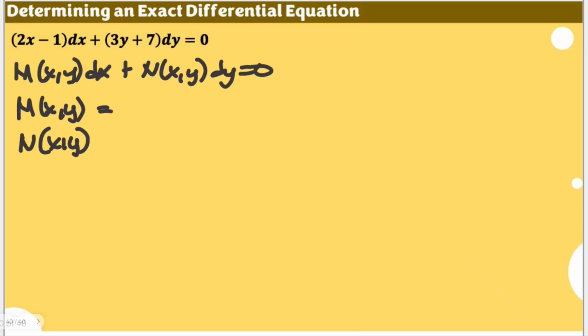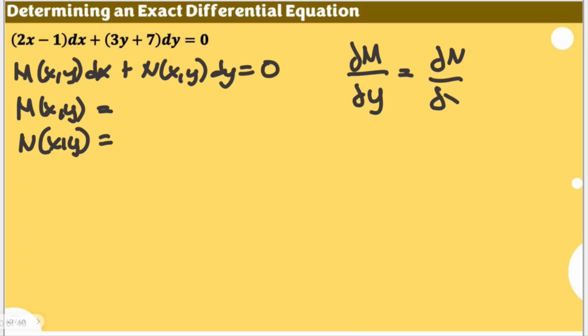We will be needing both of these because in order for us to establish that our equation is an exact differential equation, we need to show that the partial derivative of M with respect to a certain variable here, y, is equal to the partial derivative of N with respect to x. This should be satisfied in order for us to say that the given equation is an exact differential equation.